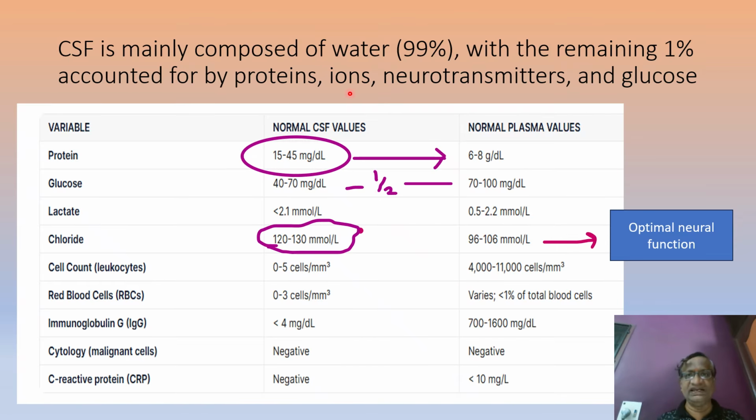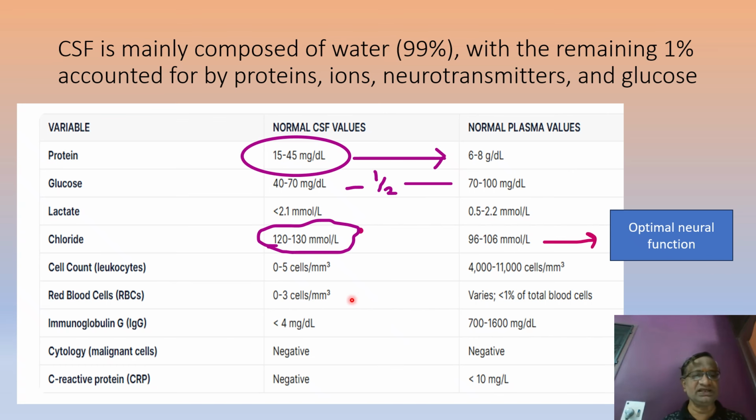CSF is mainly water, 99%. So what is the CSF content? The remaining 1% is protein, and you see the difference here. Plasma protein is 6 to 8 and CSF is 15 to 20. Now chloride is high and glucose is around half. That is why we need to take CSF glucose if we take biochemistry of CSF in meningitis. At the same time, we should take the blood sugar, because if the blood sugar is 250, it may be 125. If the blood sugar is 70, maybe 35 to 40. So we need to take a corresponding time blood sugar to have a say on what the CSF value of blood sugar is.